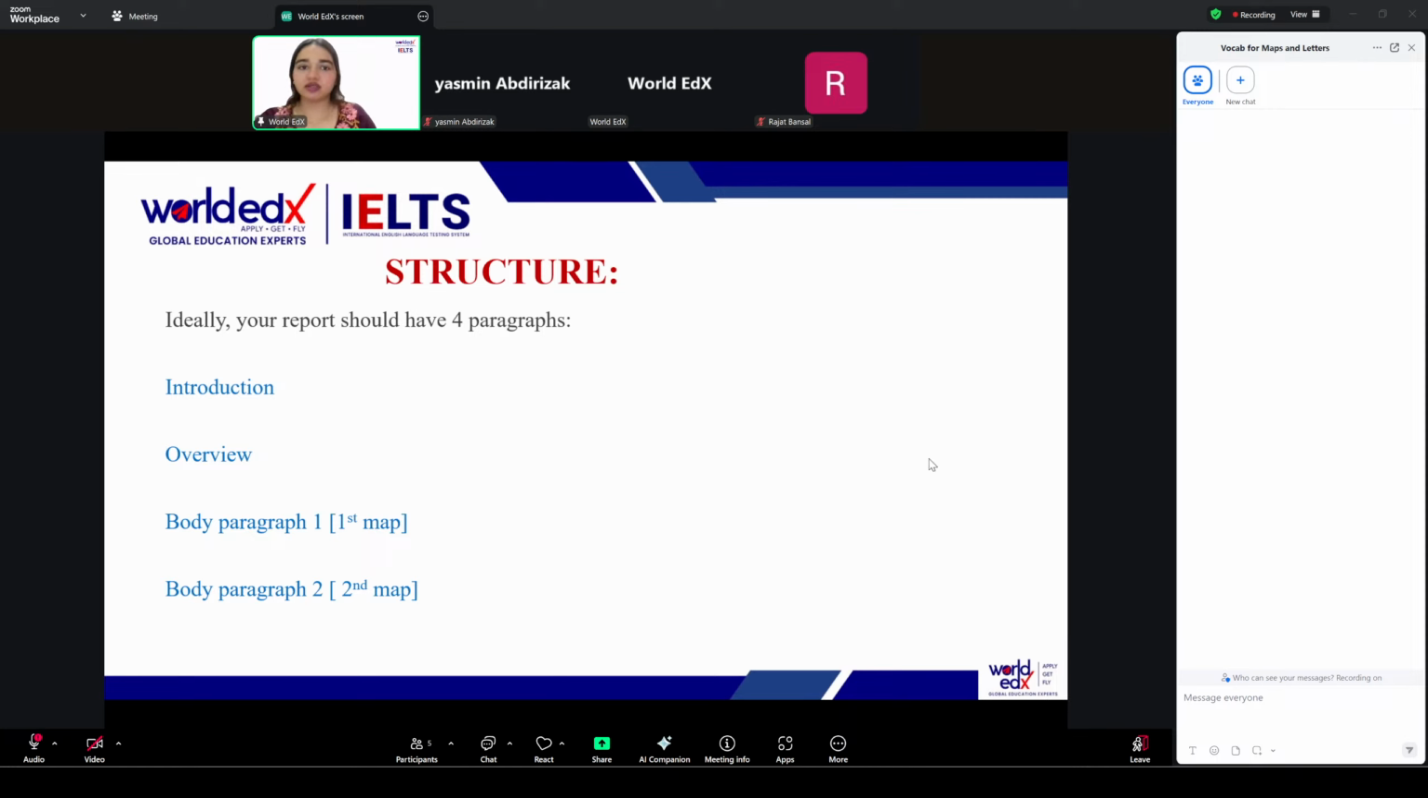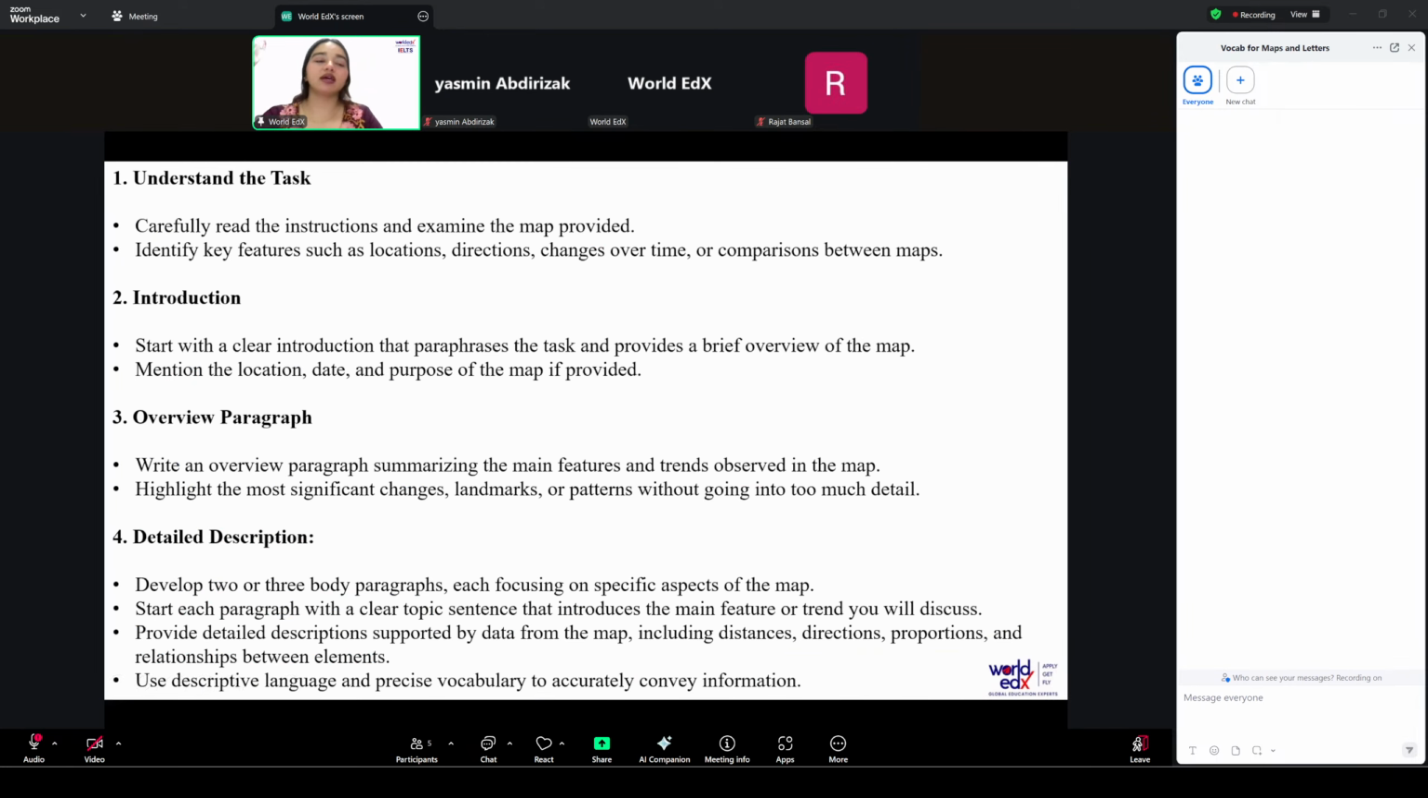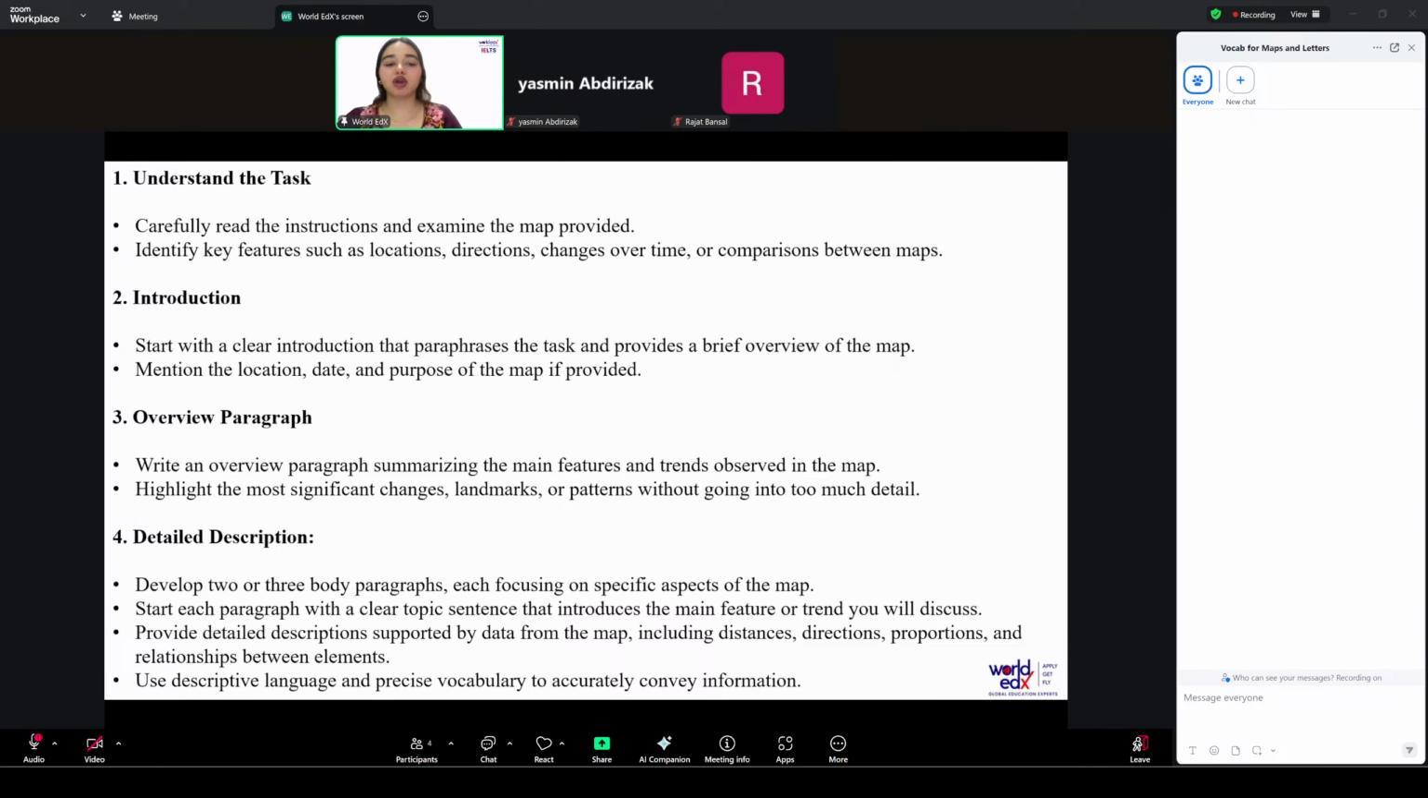Let's continue the discourse. Now there are certain things that are required from you. The first one is to understand the task. You will have instructions very clearly given, so you have to read them and examine the map provided. Of course you have to keep an eye out for information such as locations, directions, changes over times, and comparisons between maps, because map is nothing but a cumulative data of today and maybe tomorrow, or past or present. So you need to have a really bird's eye view of what was the actual change.